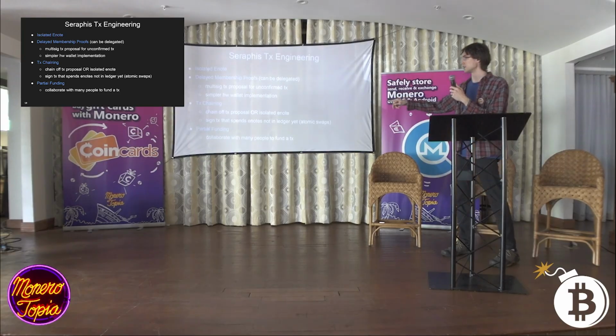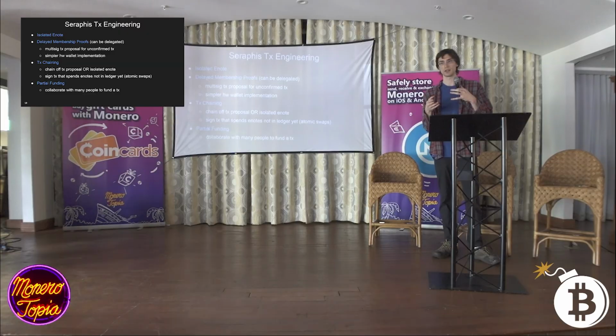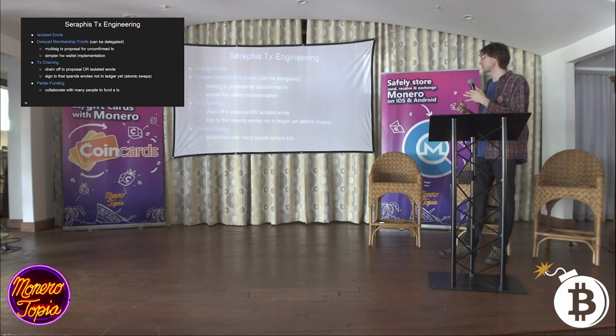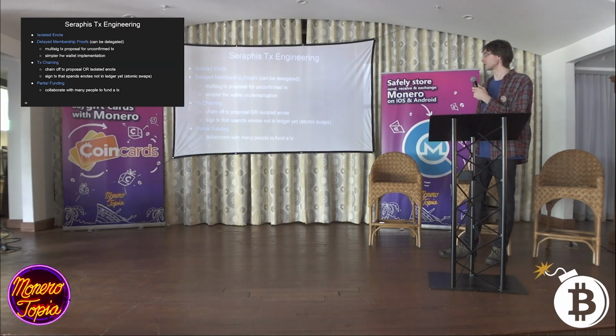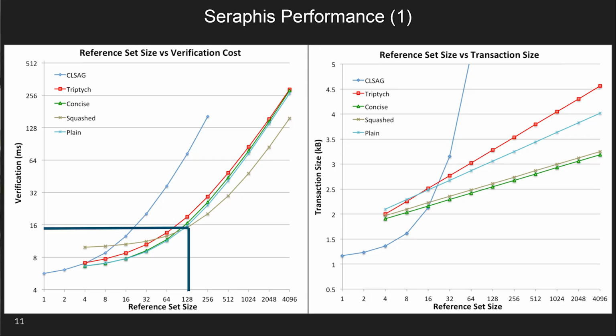So the final thing is partial funding of a transaction. Right now, only one person can fund a transaction. One person builds a transaction and submits it. But with this partial funding idea, you can get many people to contribute inputs to a transaction. And that's pretty straightforward, I think. Next slide. Here are some performance graphs.